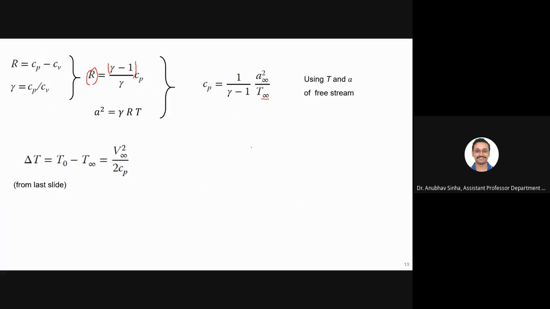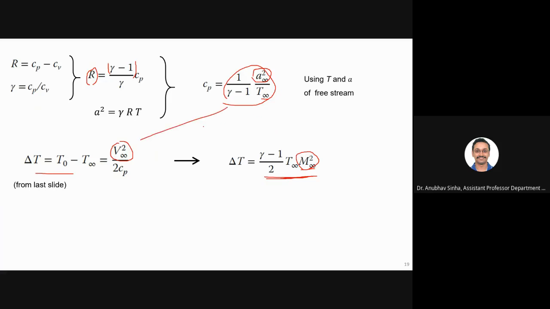From the last slide, we have this relation: delta T is equal to this. Now if I substitute Cp from here, I get delta T as this in terms of Mach number. M infinity denotes the Mach number at the free stream. Basically we have taken velocity from here and speed of sound from here, and if you divide that, you get the Mach number. That's all. This is simple algebra that you can try and you will get this.